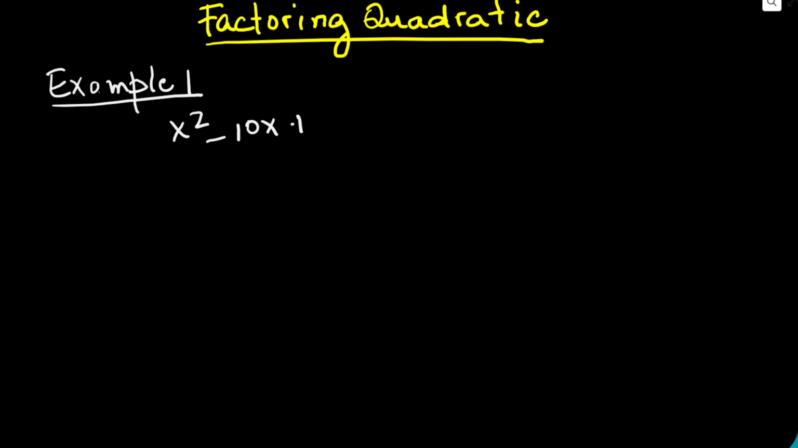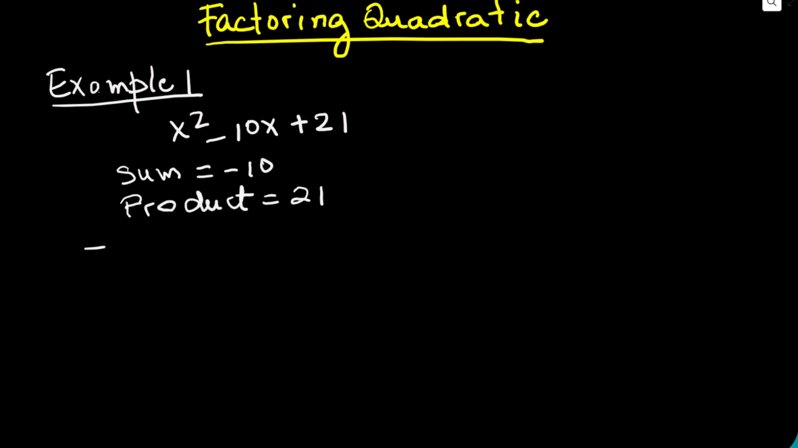We'll begin with x squared minus 10x plus 21. We need two numbers that add to negative 10 and multiply to 21. Sum equals negative 10. Product equals 21. The average of those numbers is negative 10 divided by 2, which is negative 5. Call the two numbers symmetric around negative 5: negative 5 plus u and negative 5 minus u.